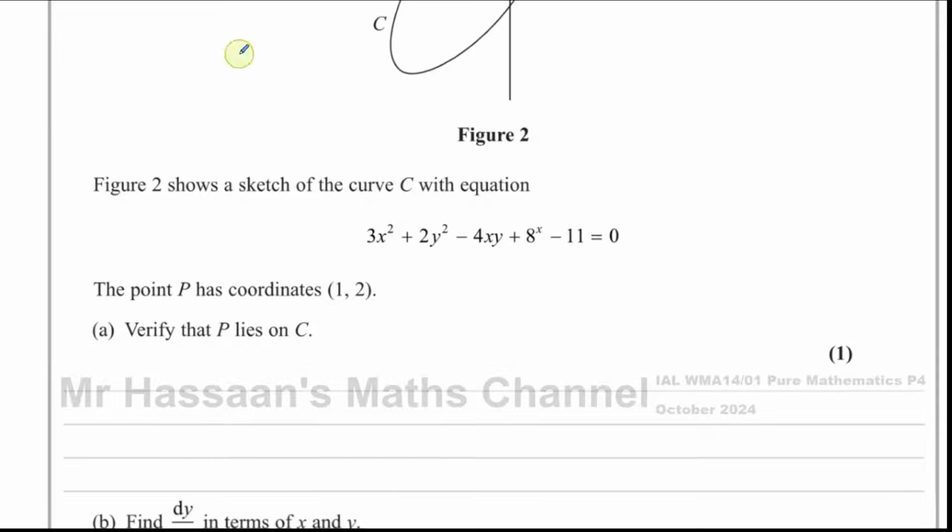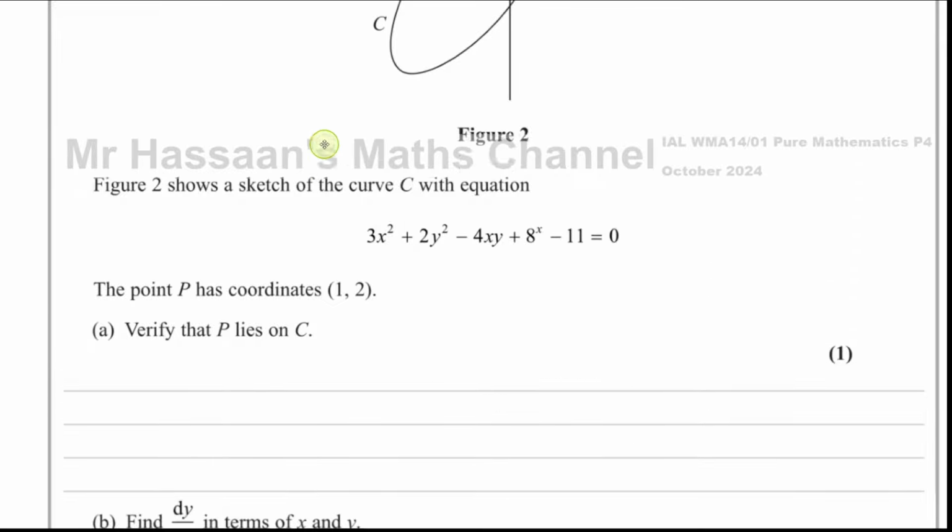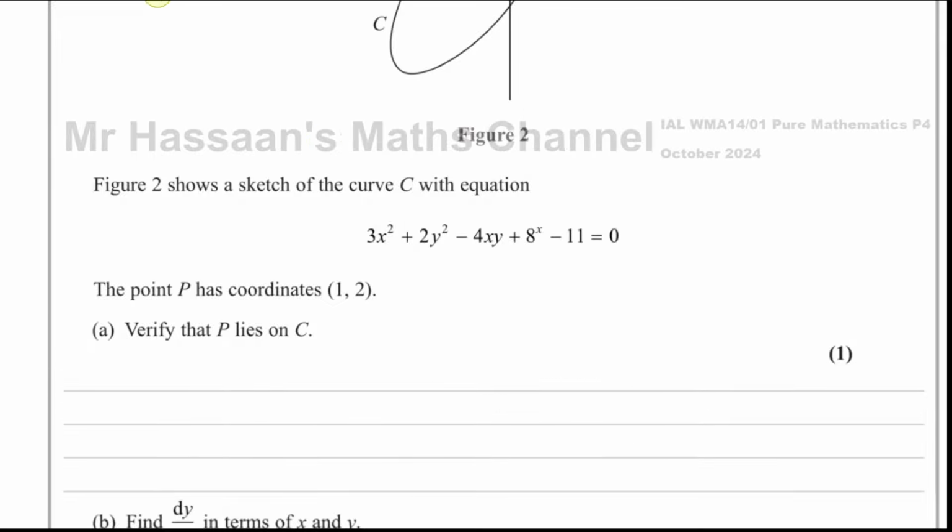What we can do is think about this: when a point lies on a curve, it satisfies the equation of the curve. So if P is on the curve C, then the point (1, 2) satisfies its equation. And how do we prove that? Well, we substitute the point (1, 2) into the equation, and we verify that it gives us 0.